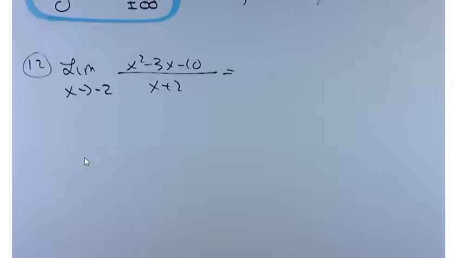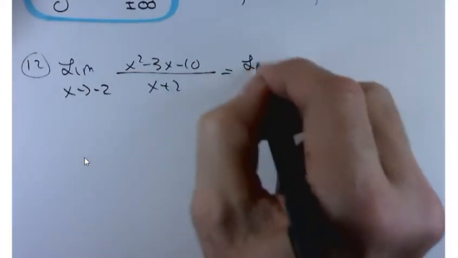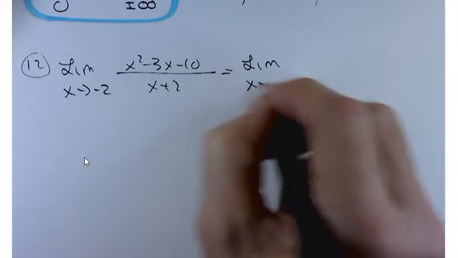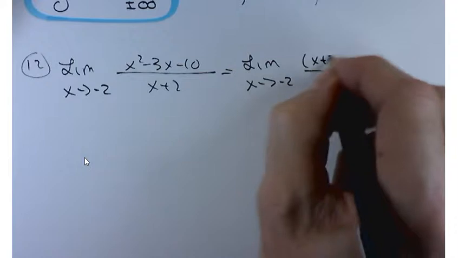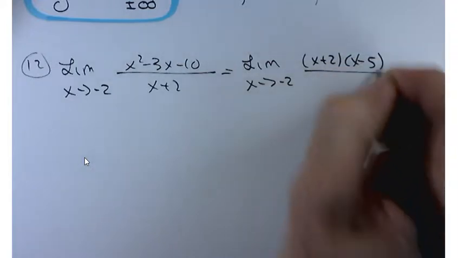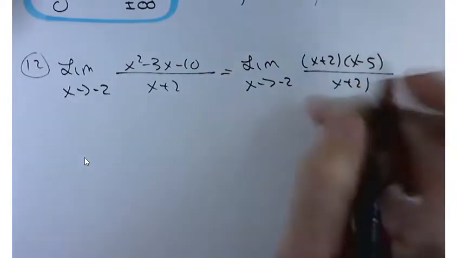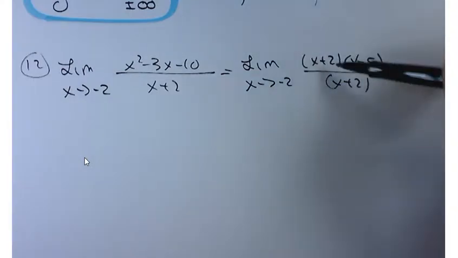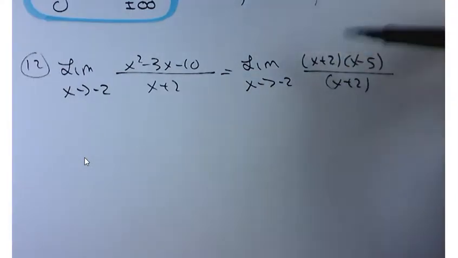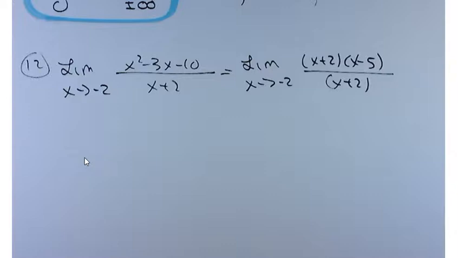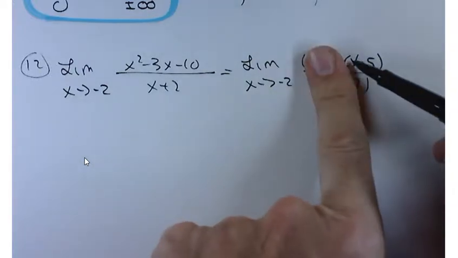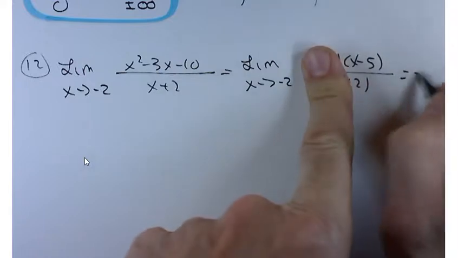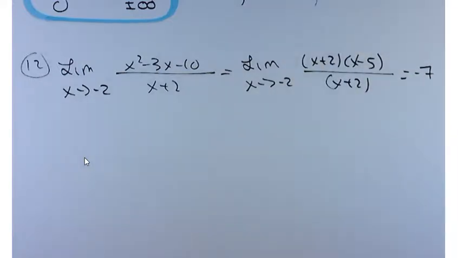Okay, there's a couple ways you could work this one. If this was Calc 1, we'd probably do something like this. We'd look at the numerator and say, oh, you know what? That factors. That's x plus 2 times x minus 5 over x plus 2. And what happens? That cancels, right? You can get rid of that. And then you plug in the negative 2 into what's left. Negative 2 minus 5 gives you negative 7. Great. No problem.